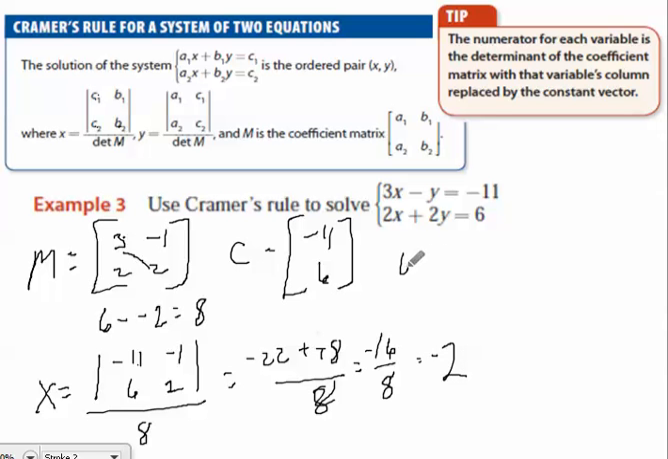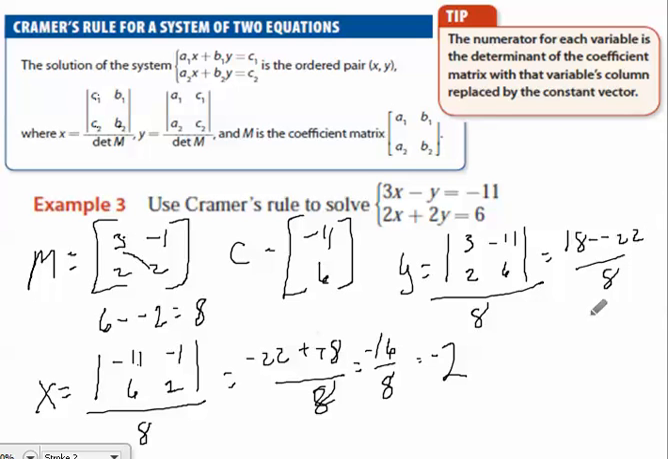Y will be equal to the determinant of 3, 2, negative 11, 6, finding the determinant of that, divided by 8. Well, 3 times 6 is 18, minus a negative 22, divided by 8. That's 40 divided by 8. That's 5. Y is equal to 5.